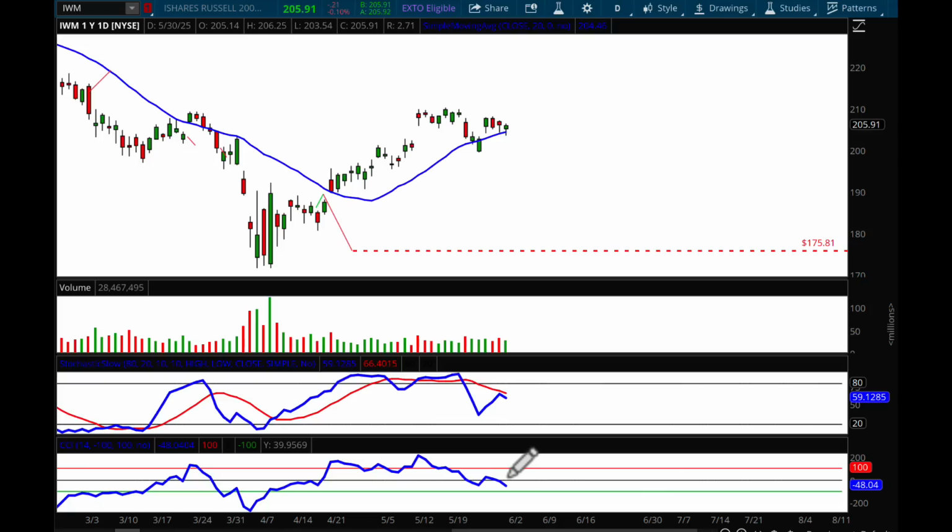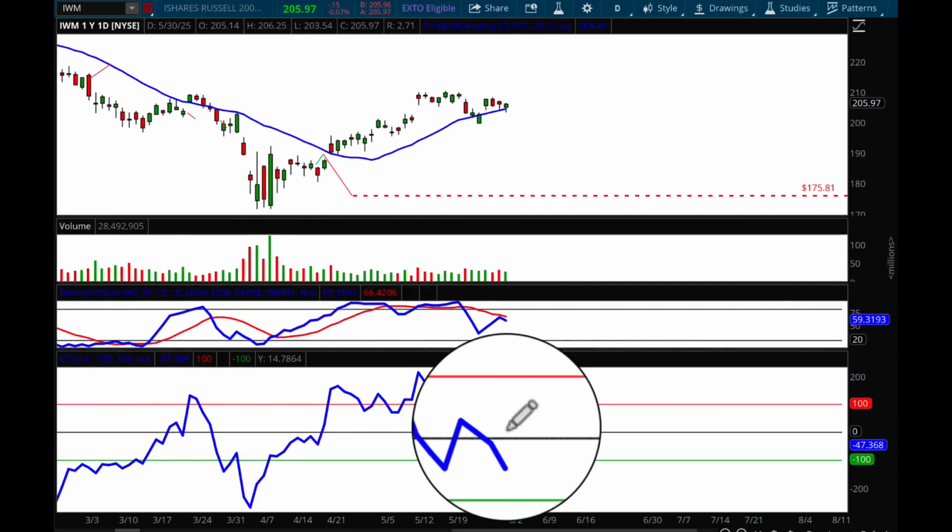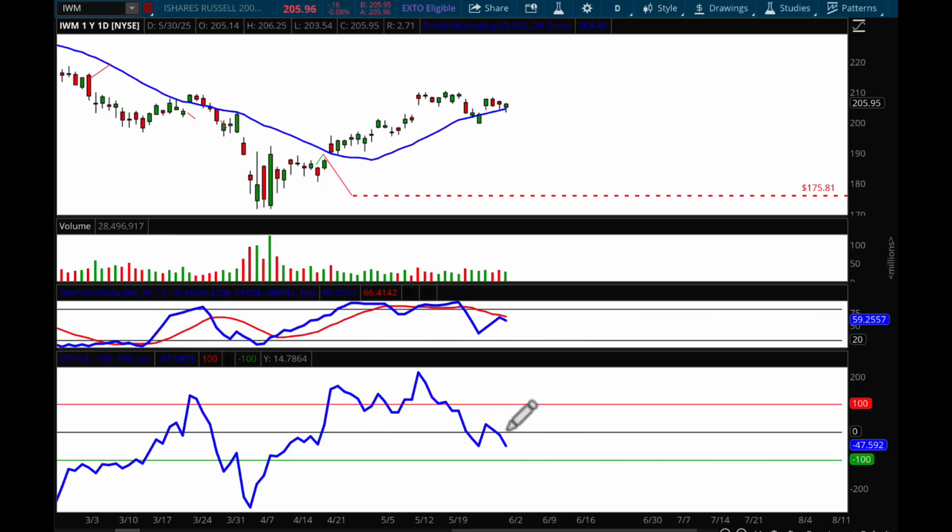The CCI, and I didn't mention this last week, but the CCI, that blue line, is now crossing below the black line. You see that right there? That black line is the momentum line. And when it crosses down or up, you generally get 2 to 4 days of movement in the direction of the cross. Here's an example.